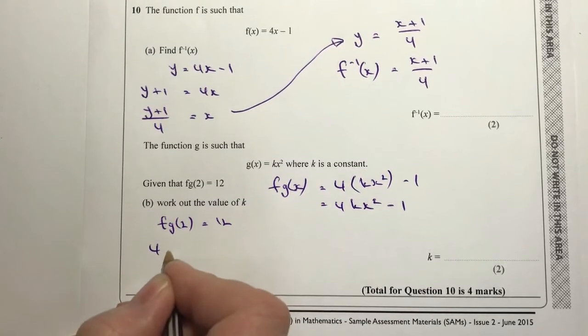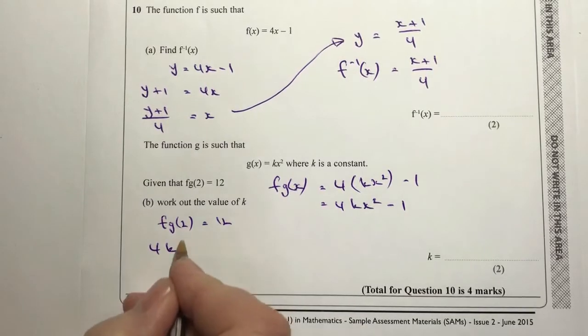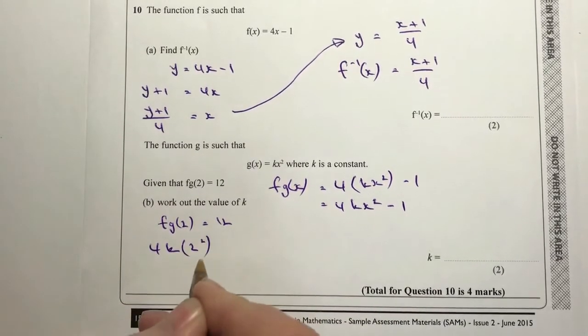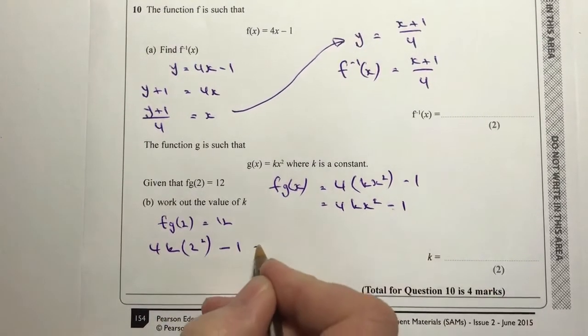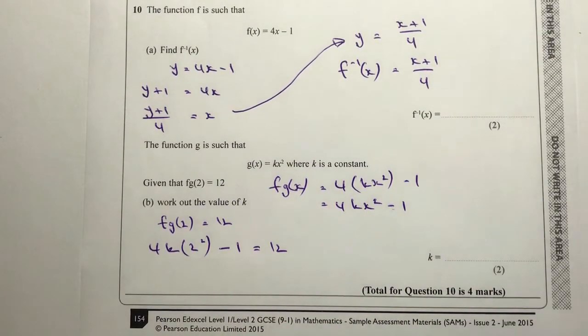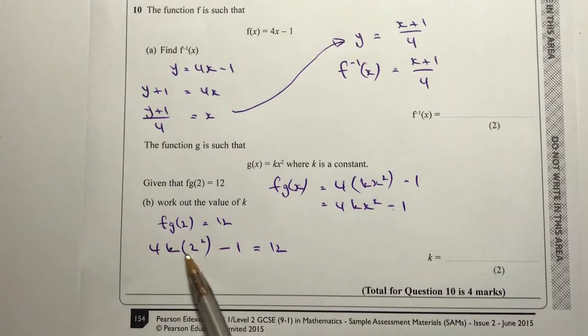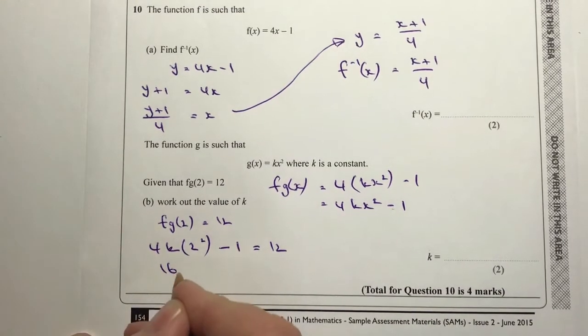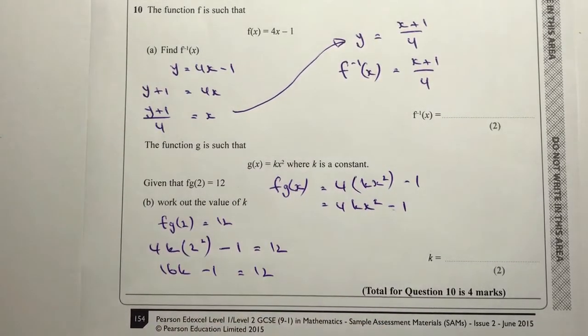I'm going to write 4k, which is the unknown, the bit we're trying to solve, and then we've got 2 squared, and that minus 1, which is this bit here, and that equals 12. And then really it's just a case of solving this. Now if I look at this, I've got 2 squared is 4, and then I've got 4 times 4, which is 16. So I can write this whole expression as 16k, and then minus 1, and that equals 12.